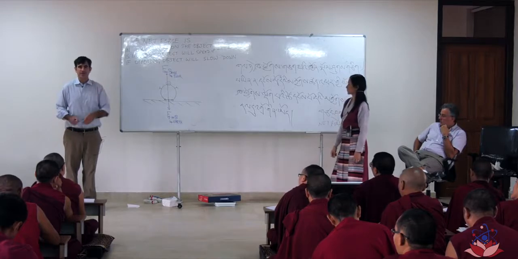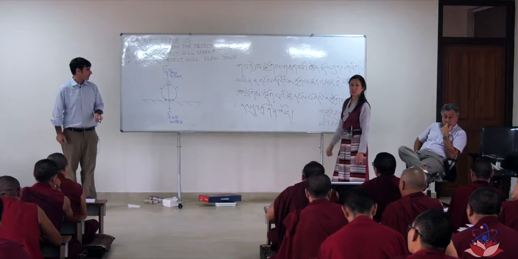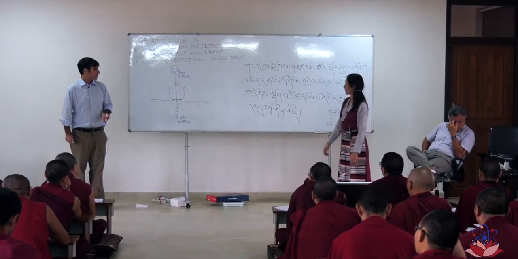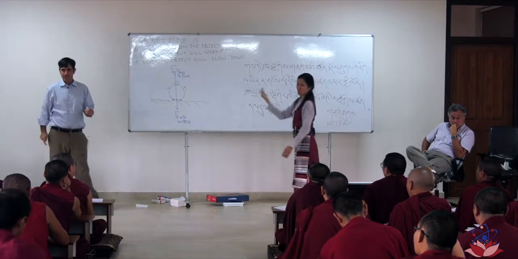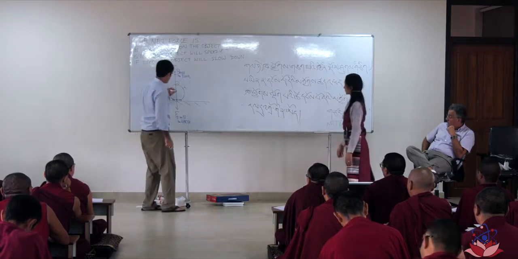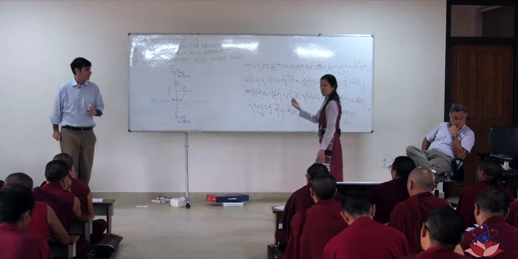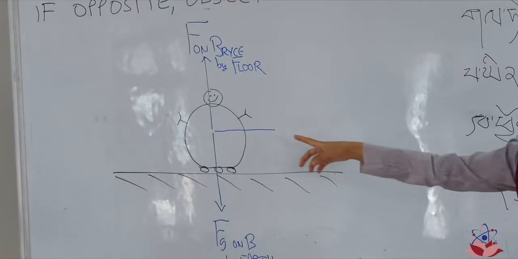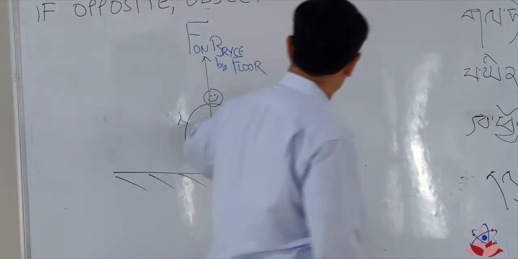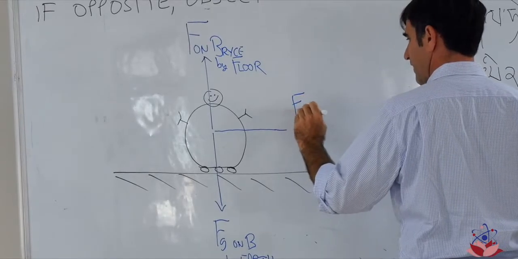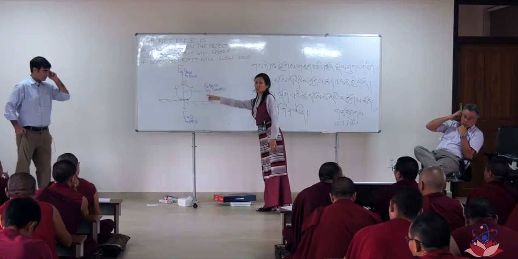Right. What other forces are acting on Bryce in the chair? By stomatus. So let's have stomatus pushing this way. So I'm not sure how long to draw this arrow, so I'm not going to put an arrowhead on it. But we can call this the force on Bryce by stomatus.